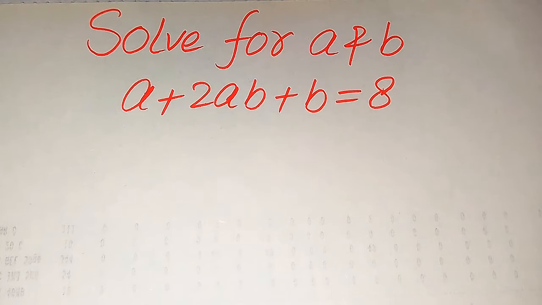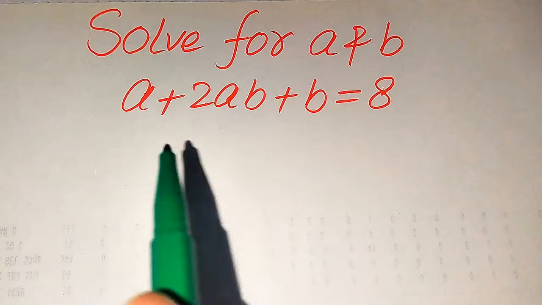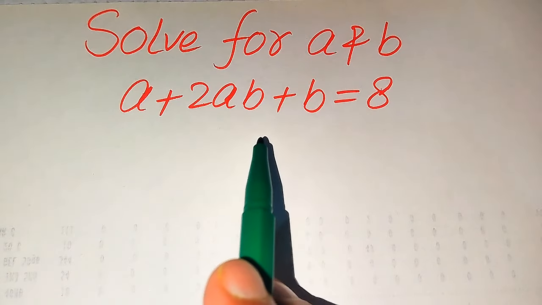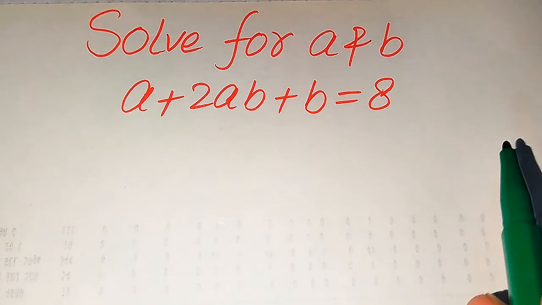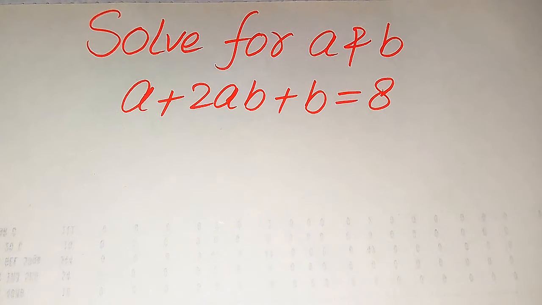Hello everyone, how to solve this problem for the values of a and b if we have (a + 2)(ab + b) = 8, and we solve this problem for the values of a and b. So here we need to find both of these values of a and b.